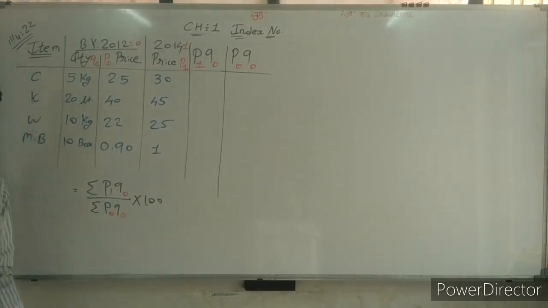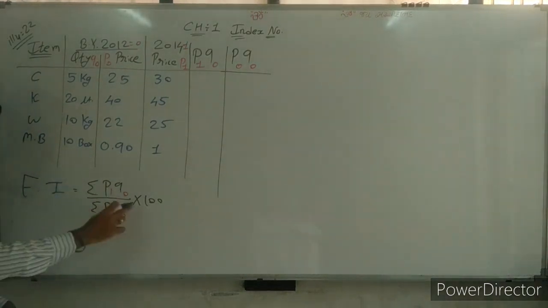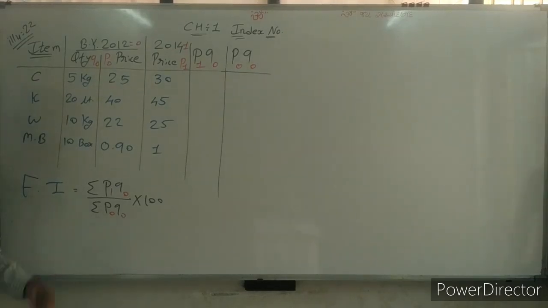I am finding only this index number and writing: fuel index is equal to sigma P1Q0 divided by sigma P0Q0 into 100. This is my fuel index number. That's it.